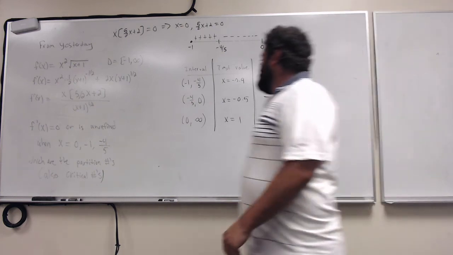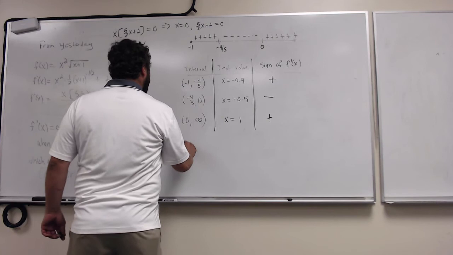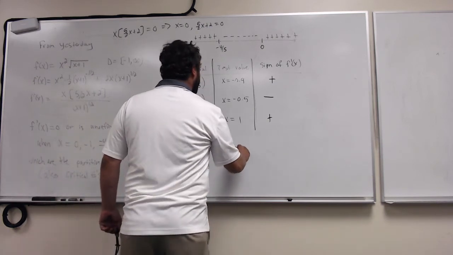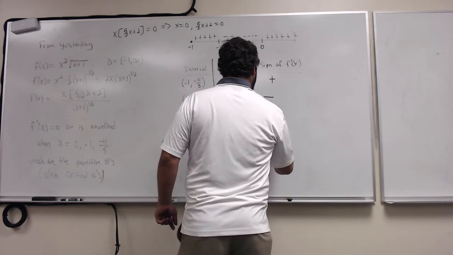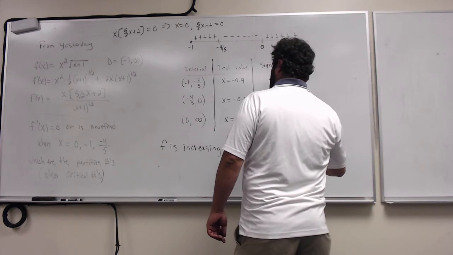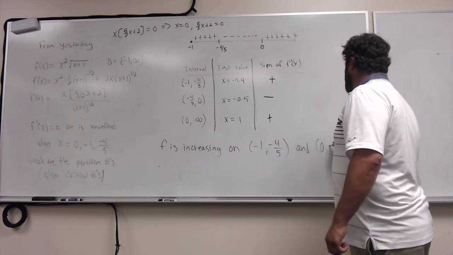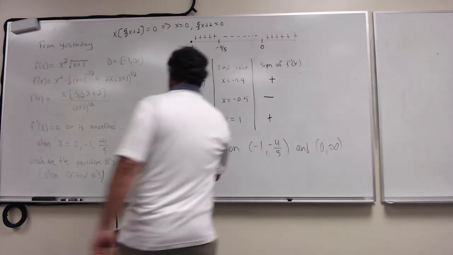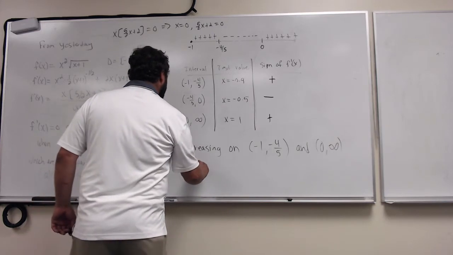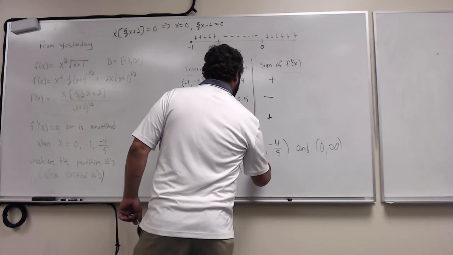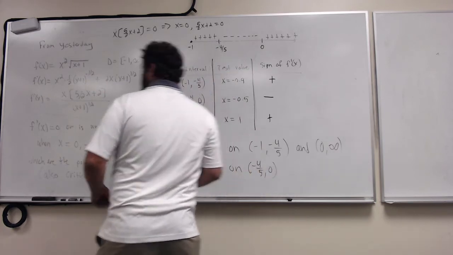And then what that tells me is that f is, anywhere the derivative is positive, f is increasing. So f is increasing on the intervals -1 to -4/5. And the other interval would be 0 to infinity. Okay. And then you can say f is decreasing. There's only one interval left. That's this interval, -4/5 to 0. Okay.